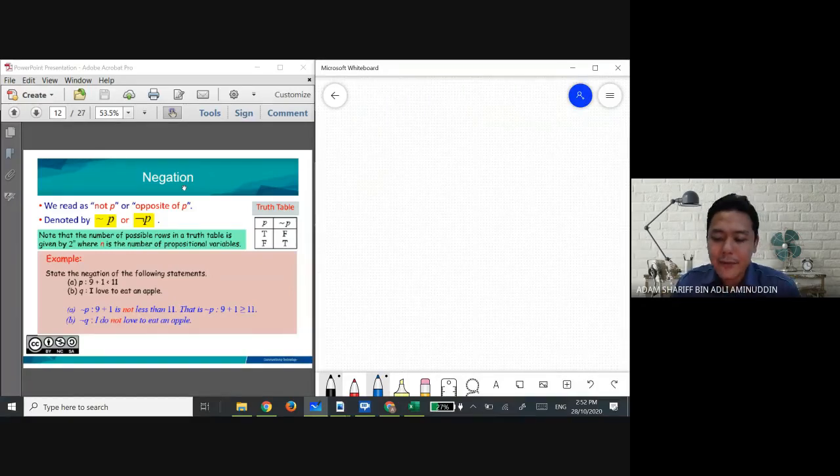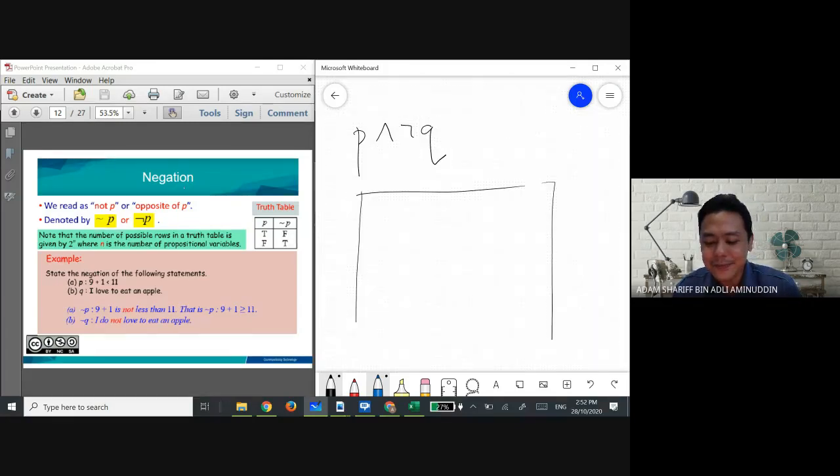Okay, develop a truth table for P and not Q. Senang je. Okay, please concentrate because we are actually trying to develop the truth table based on what we already learned just now. We start first with the fundamental.